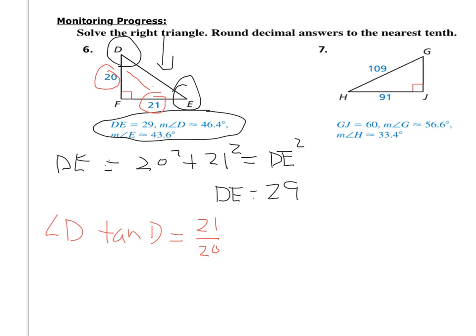Isn't angle D the missing part? So they did the negative tangent inverse of 21 divided by 20. They pushed the shift key, or the second key, then tangent, which is the negative inverse of tangent, and then did 21 divided by 20, and they ended up getting 46.4.